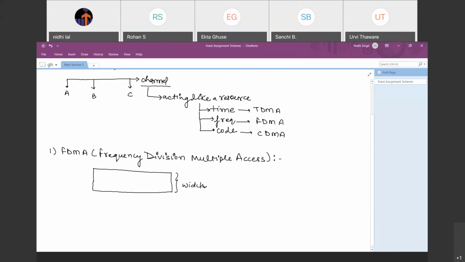And FDMA is the process of dividing one channel. It can be termed as a channel. So FDMA is the process of dividing one channel into multiple channels, or you can say multiple small bandwidths. That is called a band. So each band can be used by a single user. Like this is the one channel, and FDMA says that we have to divide the channel into multiple bands. So my band will be seen like this.